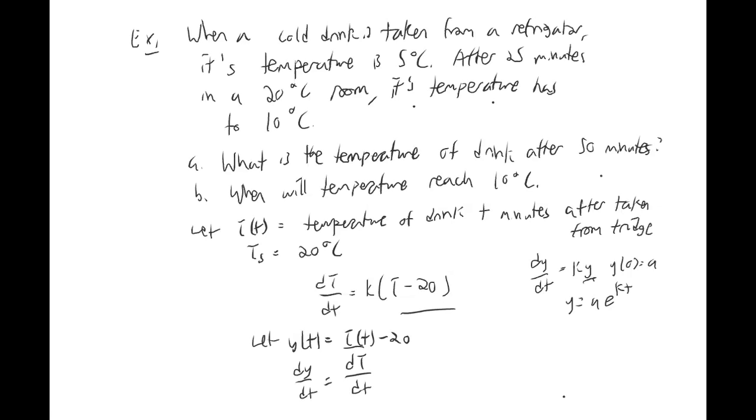So you see here, if I let y be this, I get dy/dt equal to dT/dt. But what is dT/dt? It's this thing: k times (T minus 20), and T minus 20 is y. So now I have something of the form dy/dt = ky. All I need to know is what y of 0 is. Once I know y of 0, I have my formula. Everyone follow so far?